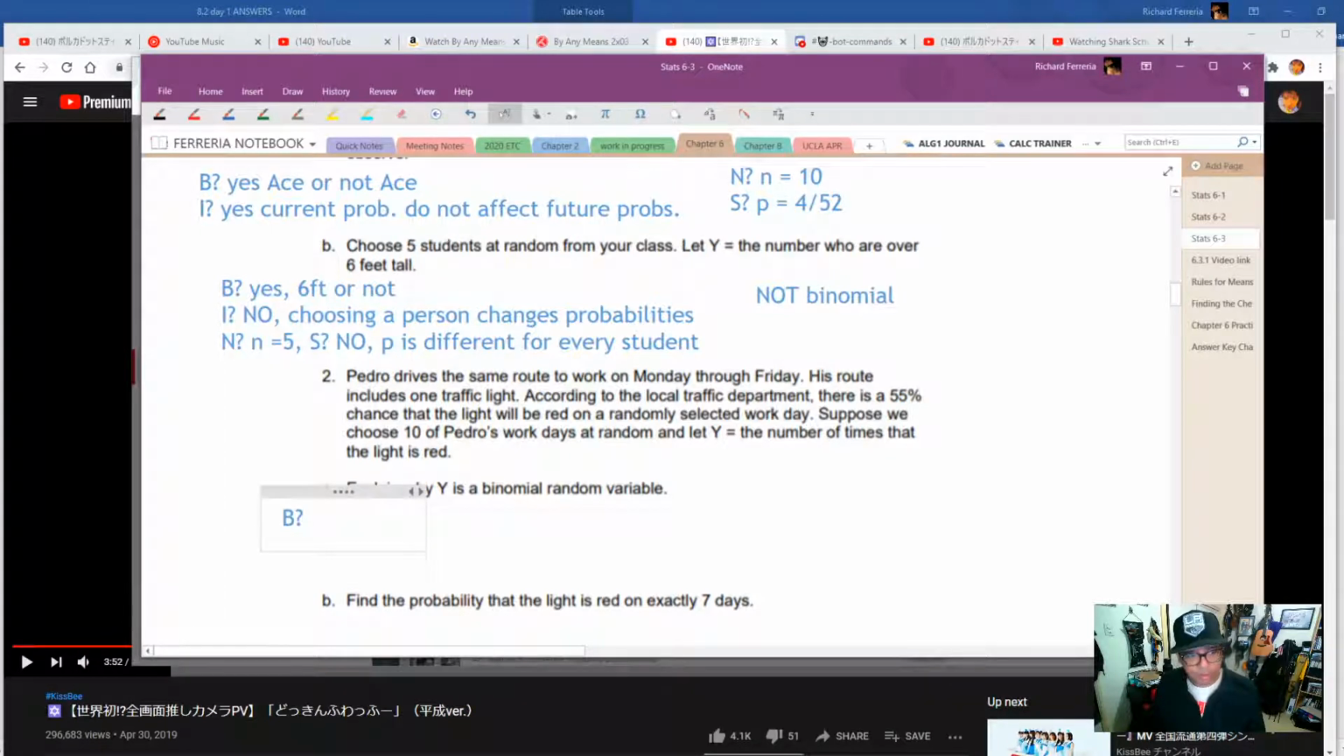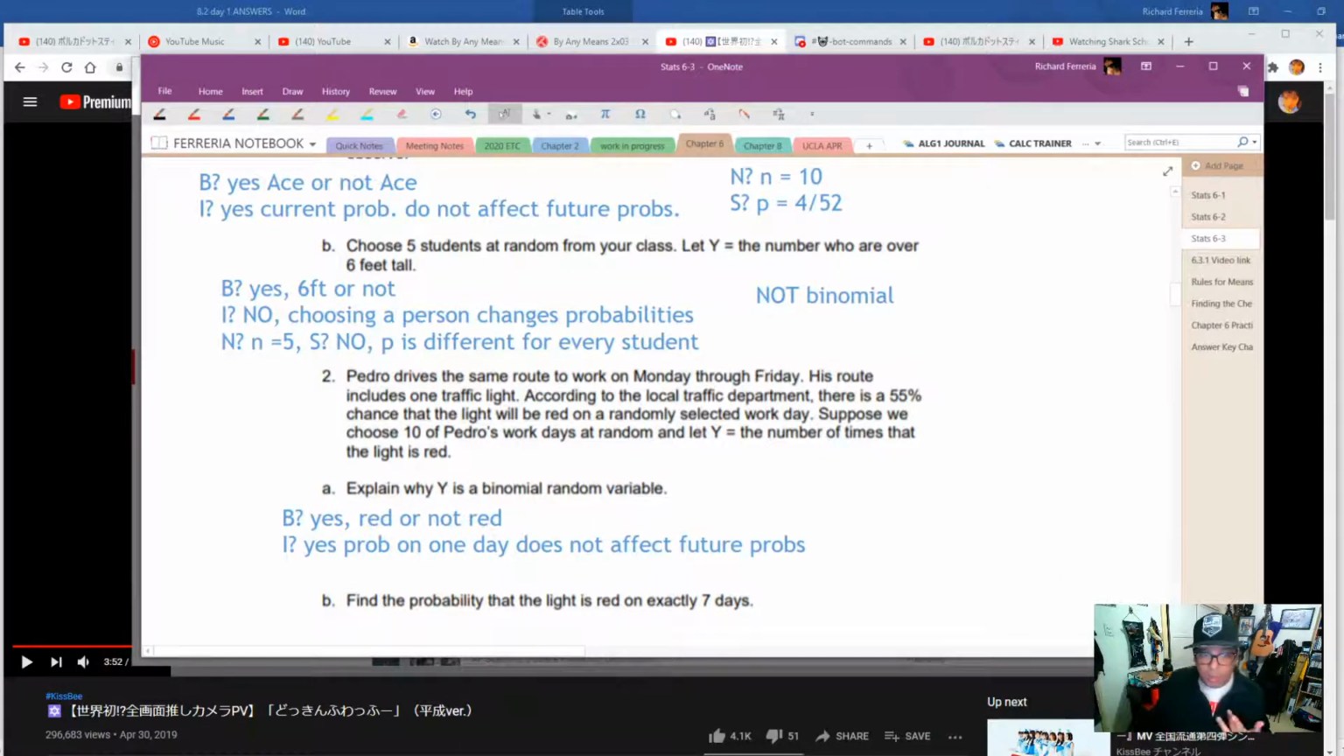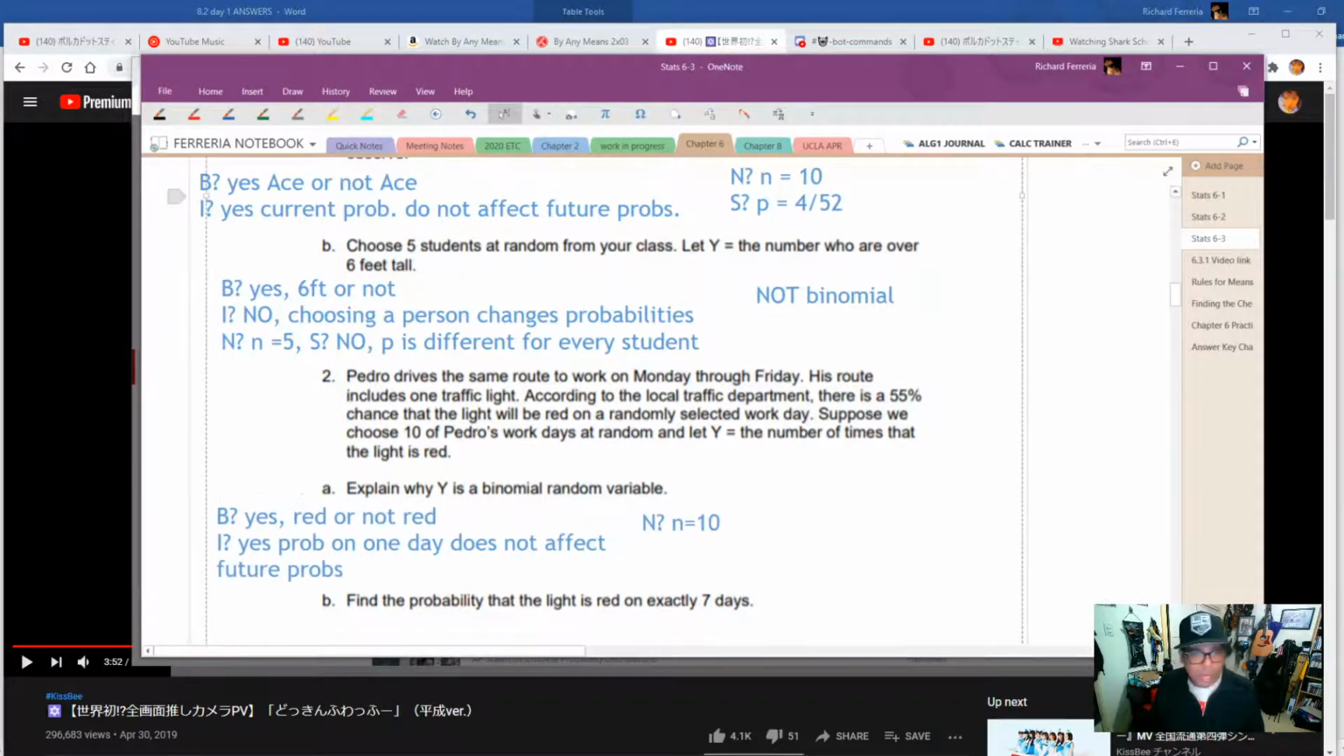Is this binary? Yes, it's binary. Either the light is red or the light is not red. Are the lights independent? Yes, the probability that the light is red on one day should not affect the probability that the light is red on future days. Do we have a set number of trials? Yes, there are 10 days that we're going to be computing this for. And finally, do we have the same probability of success every time? And yes, we're told that the probability that we get a red light is 0.55.